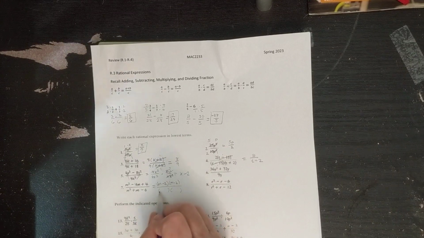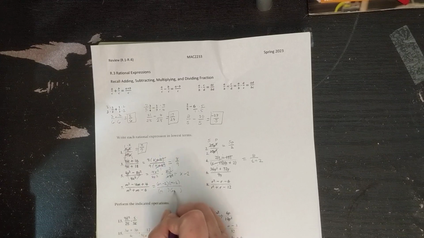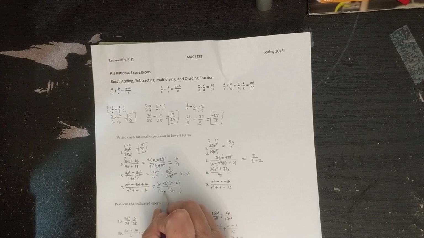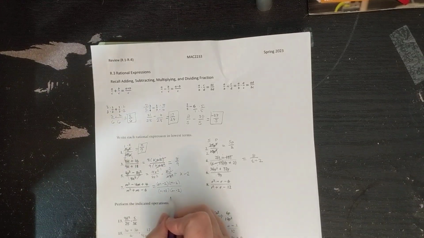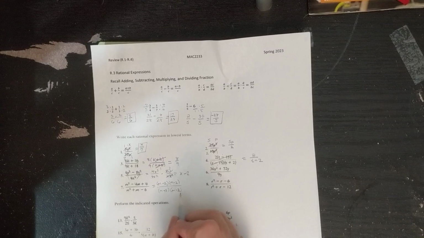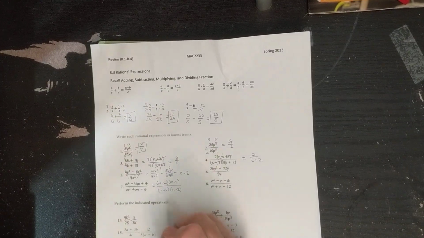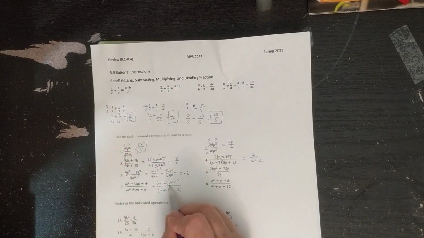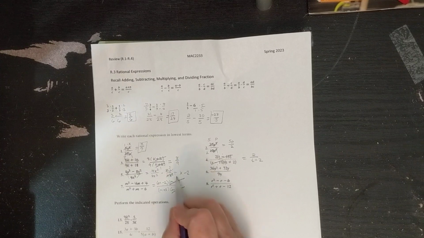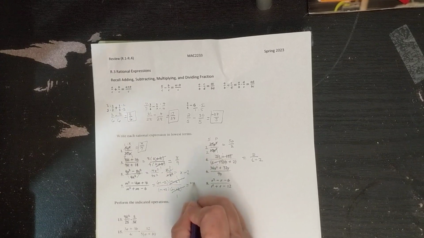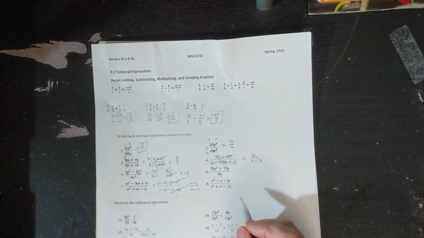Here I'm going to factor this into m plus 3, m minus 2. This is m squared plus m minus 6. So you can use the AC method like we talked about in the last video and get the same answer. But now that it's all factored, everybody's being multiplied, now I can divide common factors. This will be m minus 2 over m plus 3.